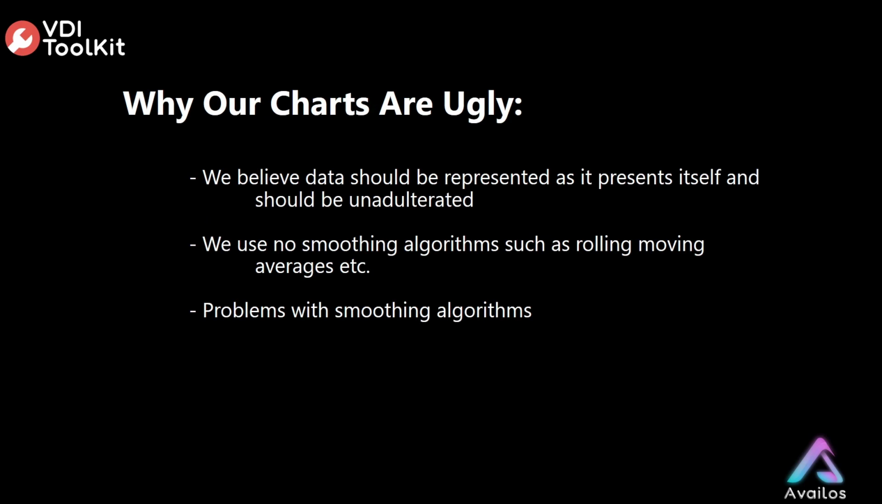So let's talk about why our charts are ugly. Okay, that's a strong term, and they aren't necessarily ugly, and we take a lot of pride in them. Let me elaborate on what we mean by that. First, we believe that data should be represented as it presents itself and should be unadulterated. What does that mean exactly? It means we use no smoothing algorithms on our charts, such as rolling moving averages. Many other companies, when providing charts, are so worried about making them pretty that they modify the data with smoothing algorithms.